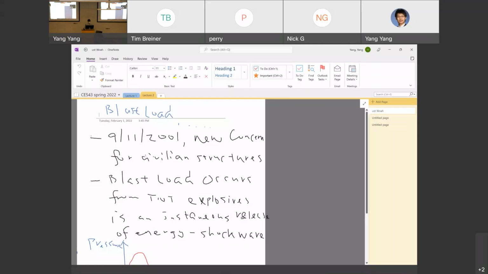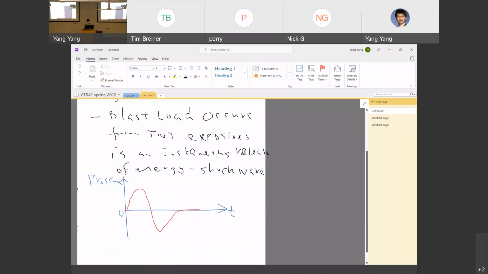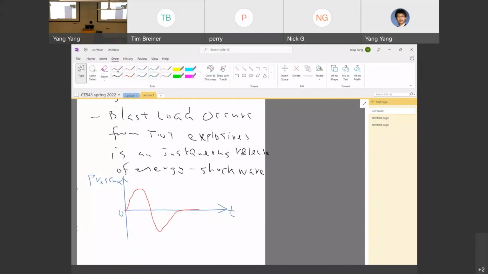So that is the blast load. As you can see here, showing the video, the blast load is a function of the distance. Right? We know that blast load should be a function of the distance.